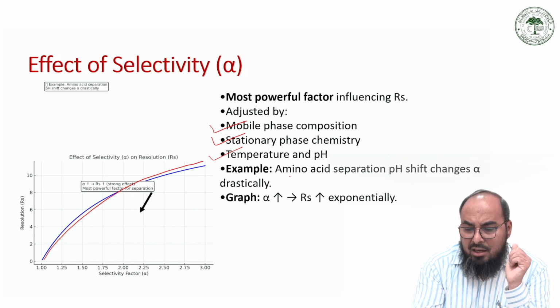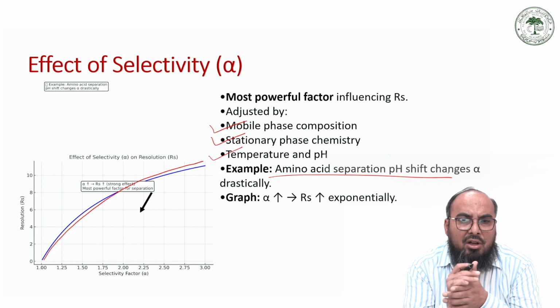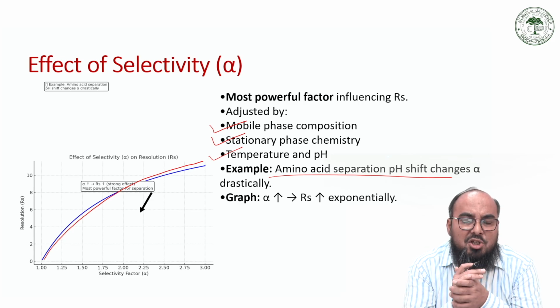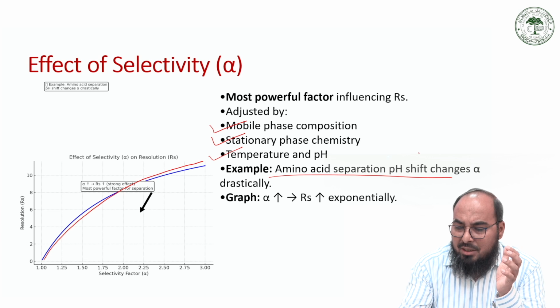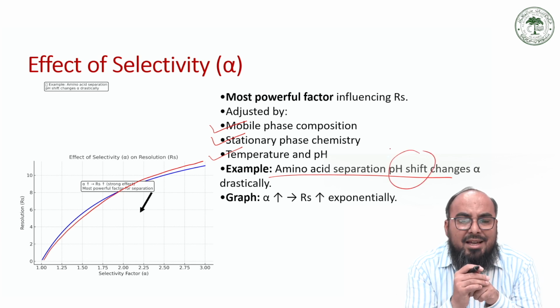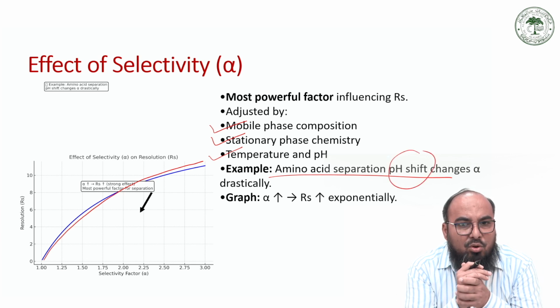Similarly, an example is the amino acid separation, because you know that in amino acids we have a charge separation, and because the charge separation is there, the pH comes into the picture. So this pH actually decides the resolution.